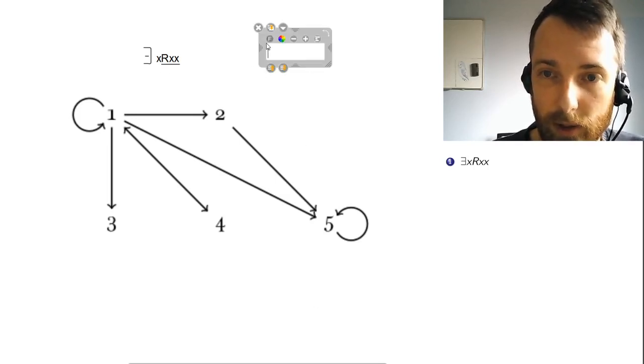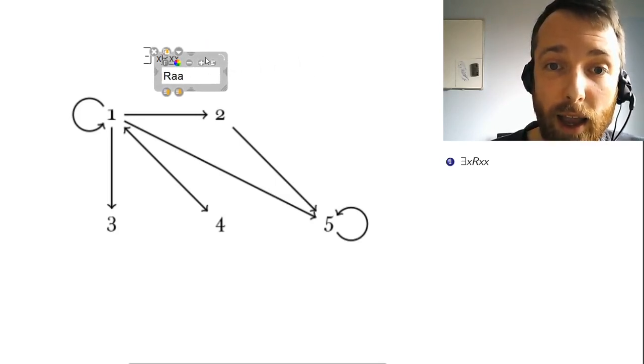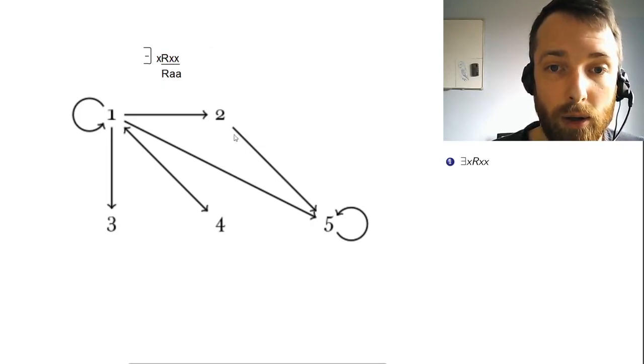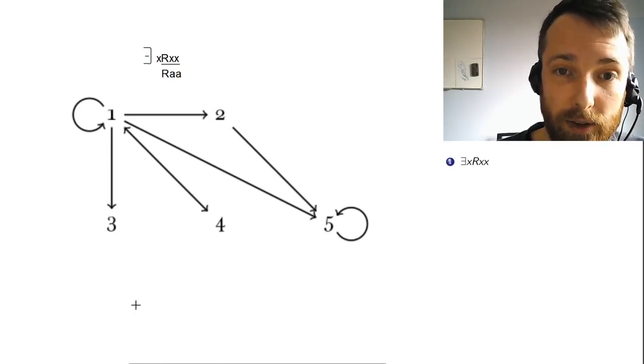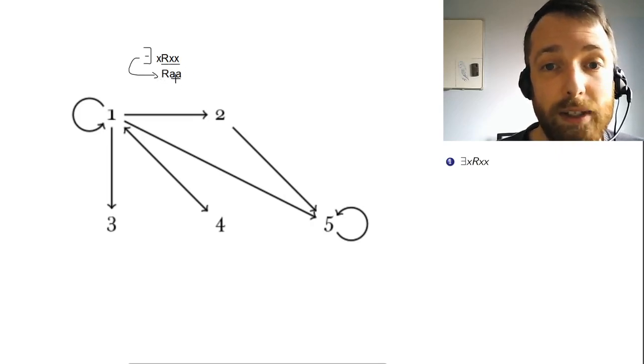If I can make this, let me write some text. I'm going to replace that with some name that I haven't used before. So in this case, I'm going to go from the sentence exists x Rxx to the sentence Raa. Now, our original interpretation has no way of telling me whether this sentence is true because it doesn't tell me anything about the name a.